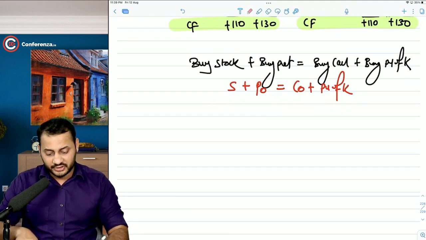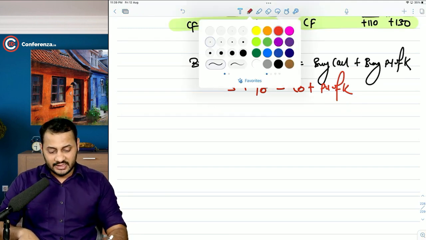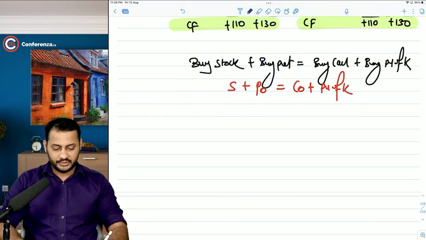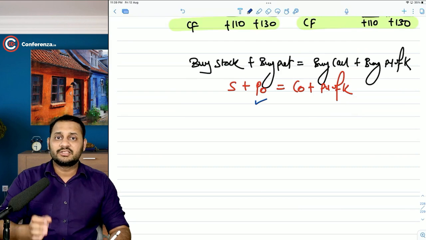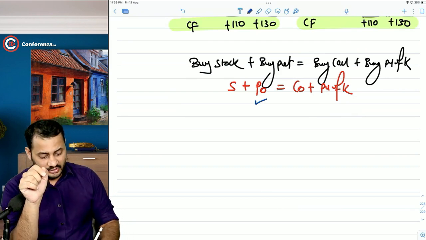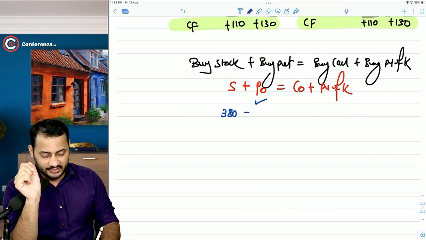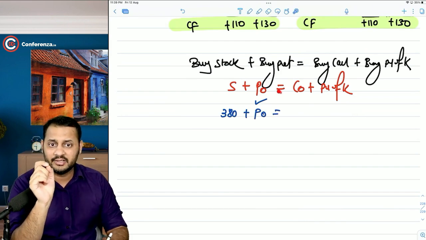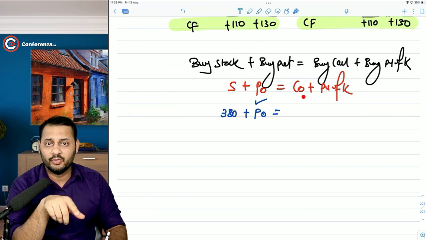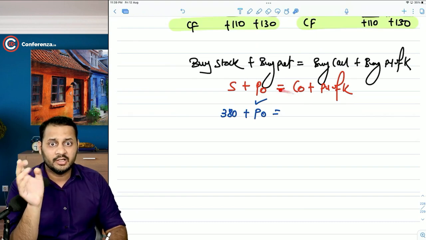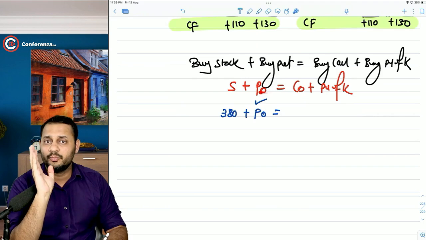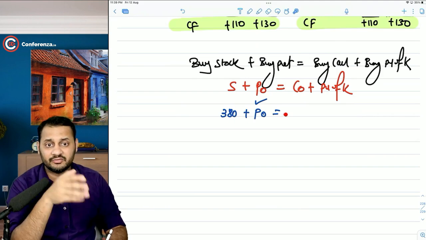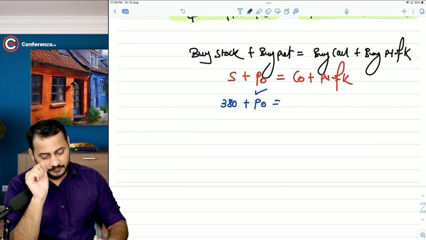Now, in this question, the third part says to calculate the value of the put option when the spot price is 380. So let's take the spot price as 380. What was the condition for put-call parity theory? That the strike price in both should be the same, and the spot price in put and call should be the same. That's why we are applying this formula.